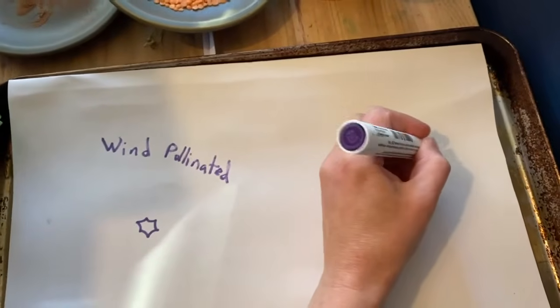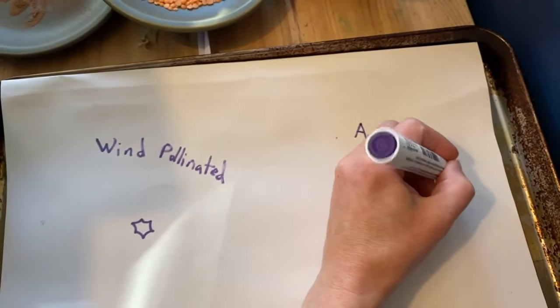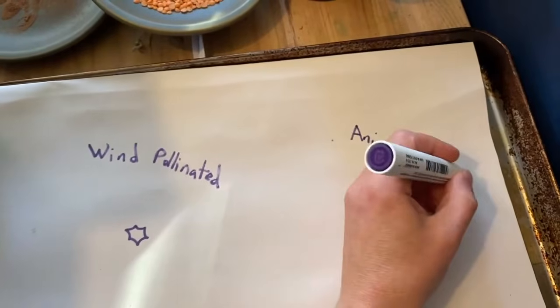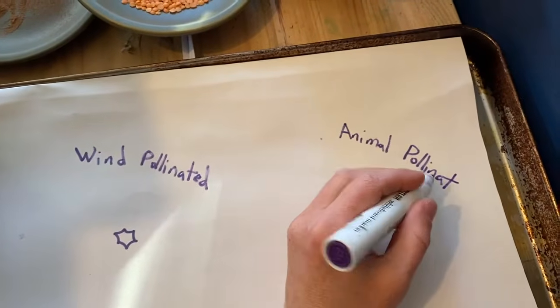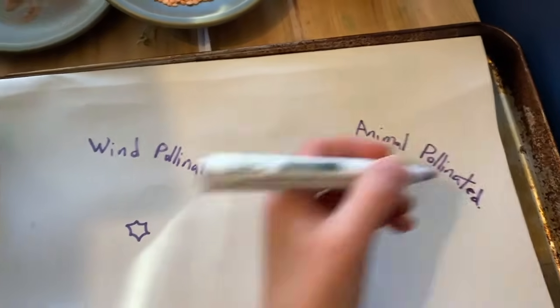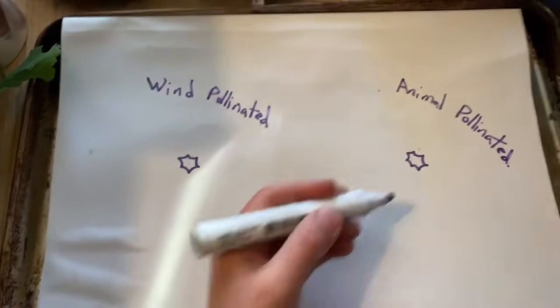Animal pollinated, not necessarily insect pollinated, because some flowers have evolved to only open at night when bats are flying around, because bats pollinate them. Some plants are even pollinated by lizards, not many.